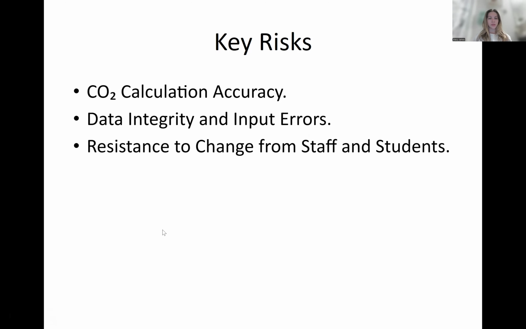And lastly was the resistance to change from staff and students. Our students would have to get used to seeing the CO2 icons, and our staff would have to adapt to these changes and ultimately redo the portion sizes for these food items with high CO2 emissions.